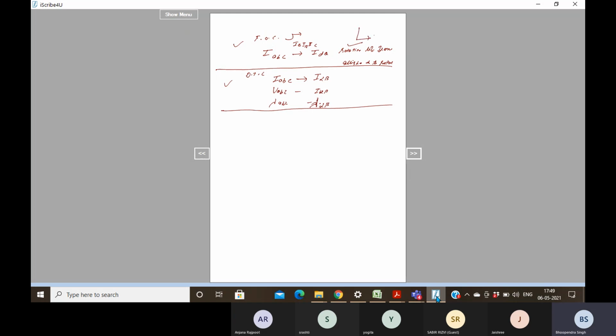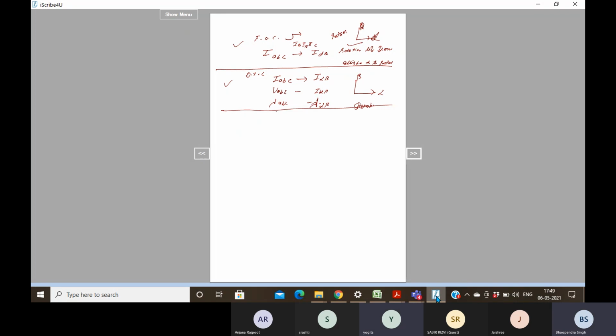Here your reference frame is DQ. And here the reference frame is alpha beta. This is rotating, this is stationary. Which will be easier, less complex? That is stationary. Yes, very good.